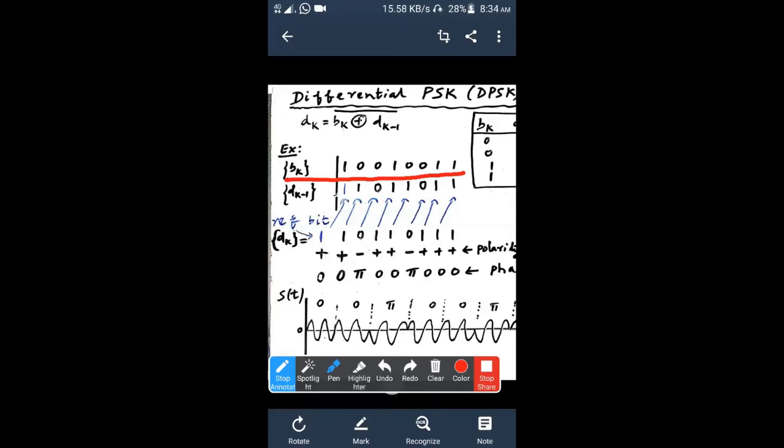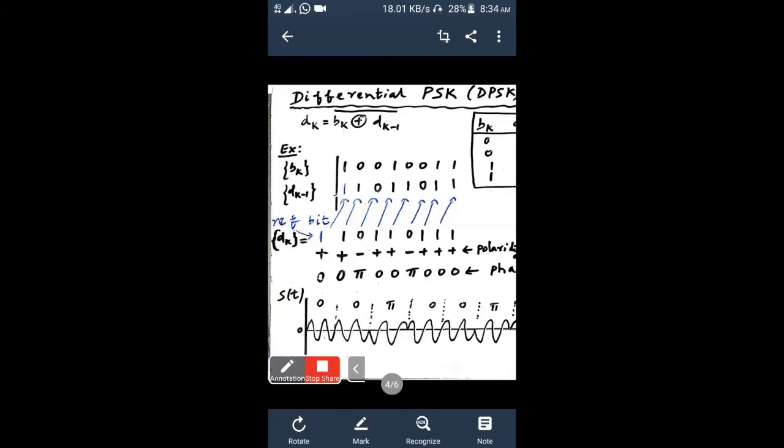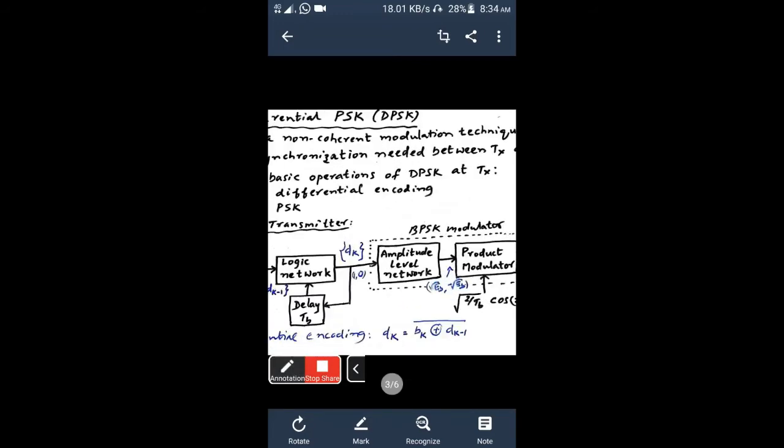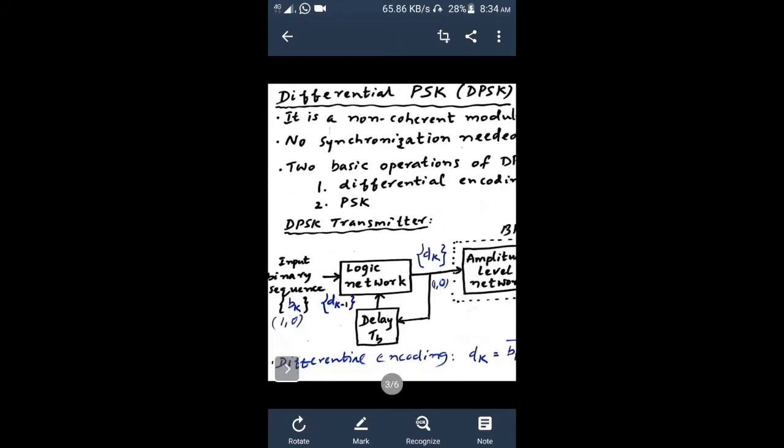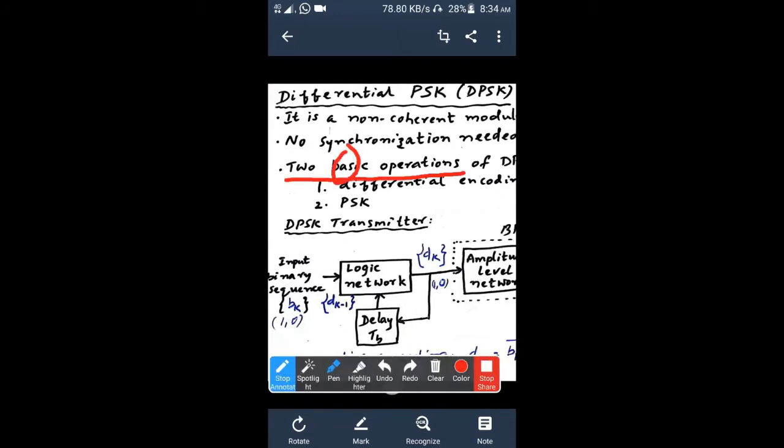So for that we need dk minus 1. In the very first bit of bk, dk minus 1 is not there, because unless bk comes, dk minus 1 won't come. You recall our block diagram here. The input is bk. To get this dk minus 1, we need to have dk first. Dk is not yet produced. So in the initial condition, dk minus 1 is not available.